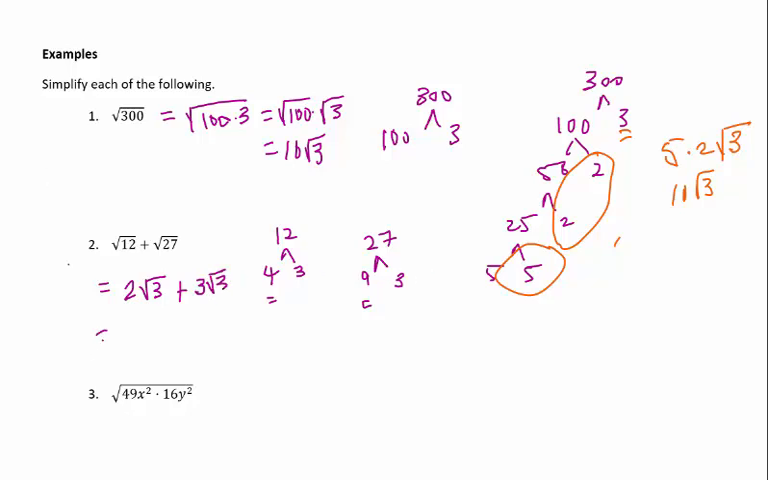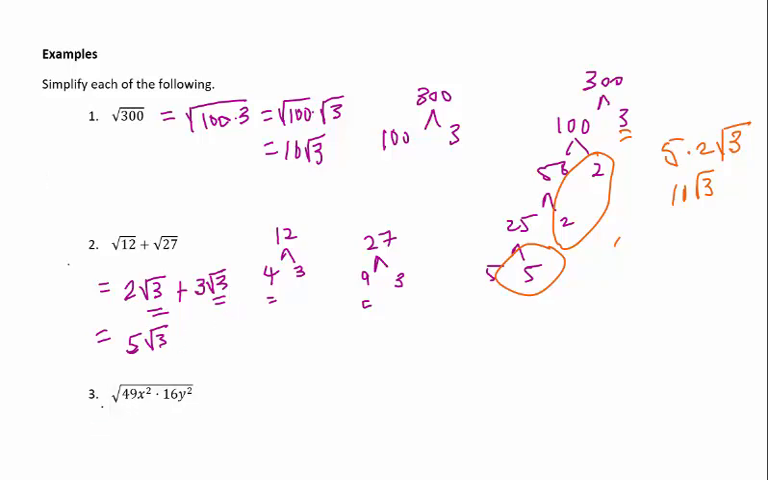And now we have the same radicand and the same index, and now we can just add these like we would x's. So 2x plus 3x is 5x. So 2 square root of 3 plus 3 square root of 3 is 5 square root of 3.